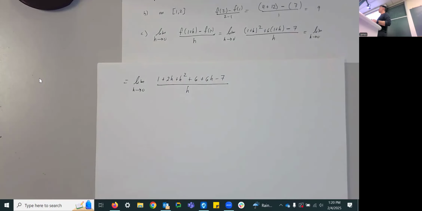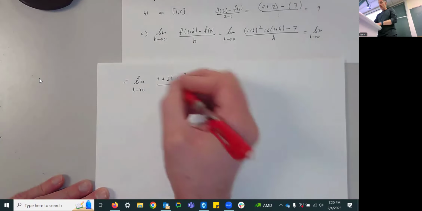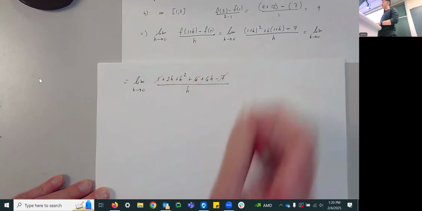All of the not-h terms should cancel in the numerator. That's what we want to happen. It might take a step or two to get there, but at the penultimate step, we hope all the not-h terms cancel, so that the rest of the terms in the numerator have an h, we can factor out and cancel the h in the bottom. Here, the 1 plus 6 minus 7 does in fact add up to 0.